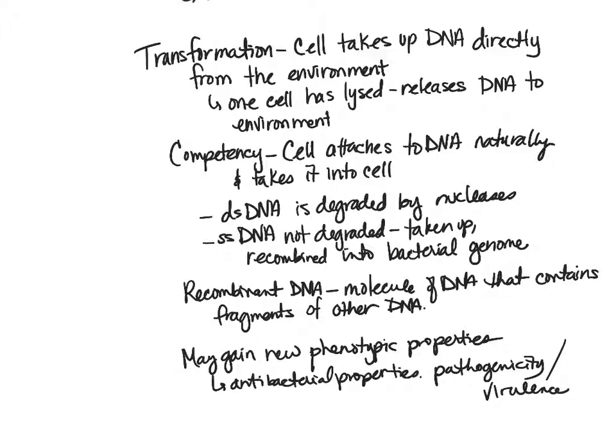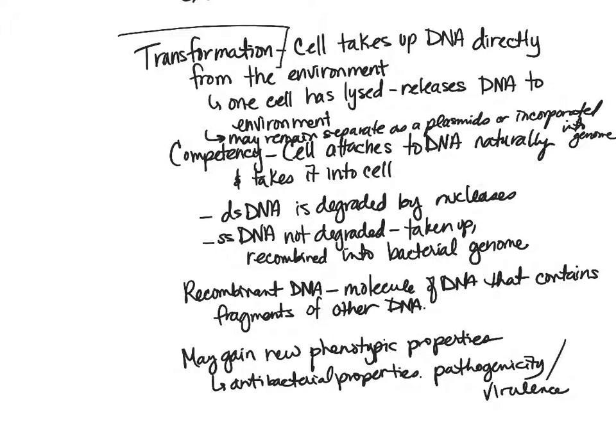So when transformation occurs, that cell, when it takes up the DNA, that could remain separate as a plasmid, or it can be incorporated into the host genome. So I can put that up here at the top. So may remain separate as a plasmid. Remember, plasmids are those small circular DNA outside of the nucleoid region. So may remain separate as plasmid or incorporated into the genome. And it really just depends. It depends on the DNA, how big the DNA is, and what's going on with the cell already.